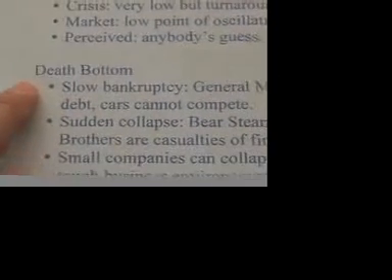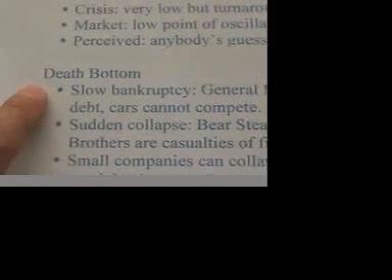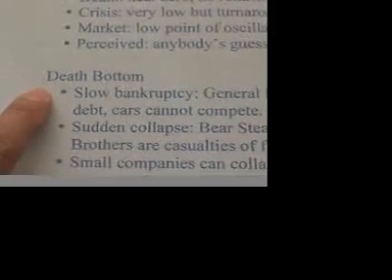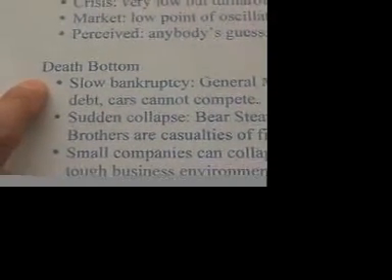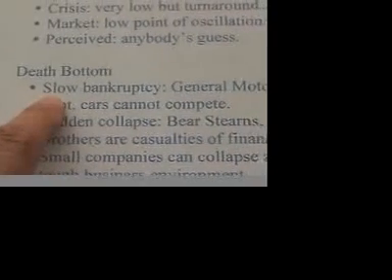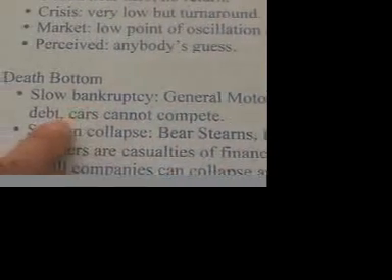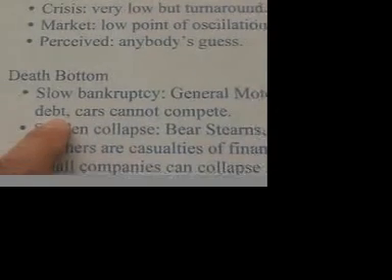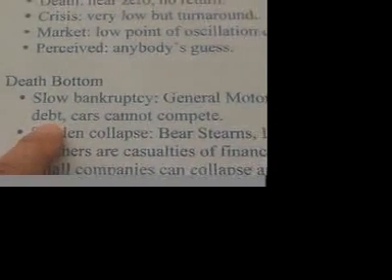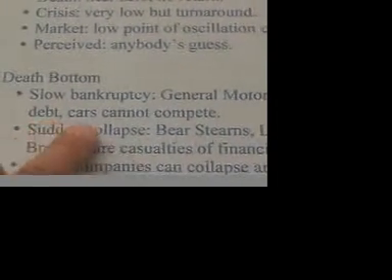Let's talk about the death bottom first. When a company dies, when a company goes bankrupt, it can be slow or sudden. A slow bankruptcy is illustrated by General Motors. It's a big company, but the fundamentals of the company are no good. What are the bad things? GM is burdened by huge debt. They owe a lot of money to creditors and their employees, and they are not producing cars of the future.